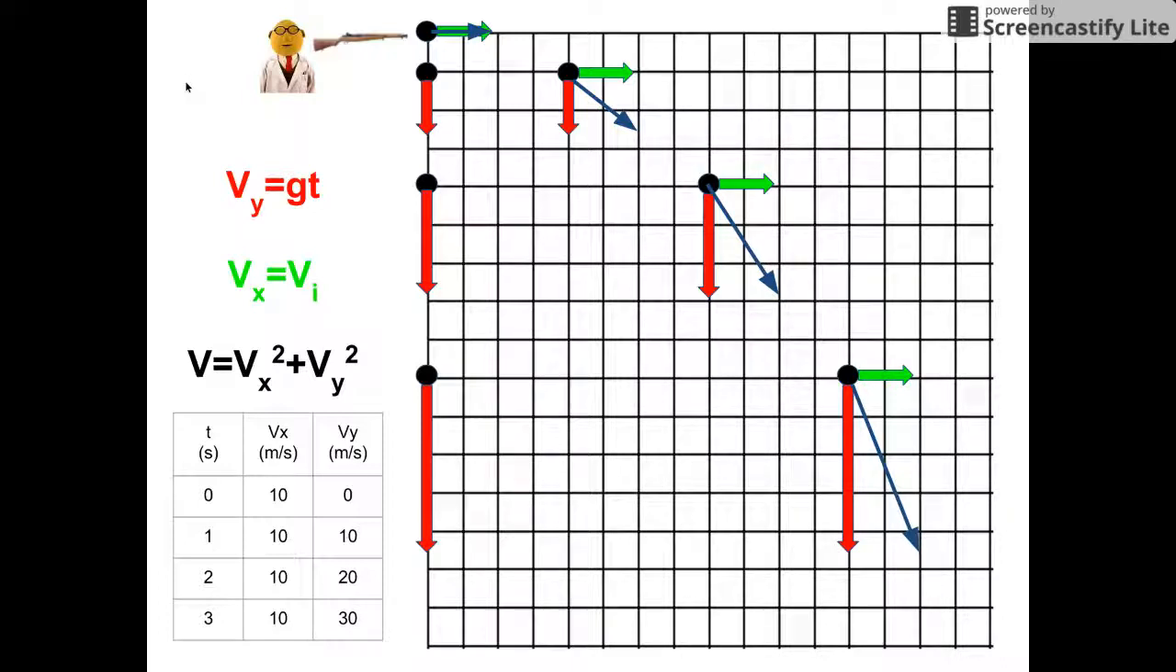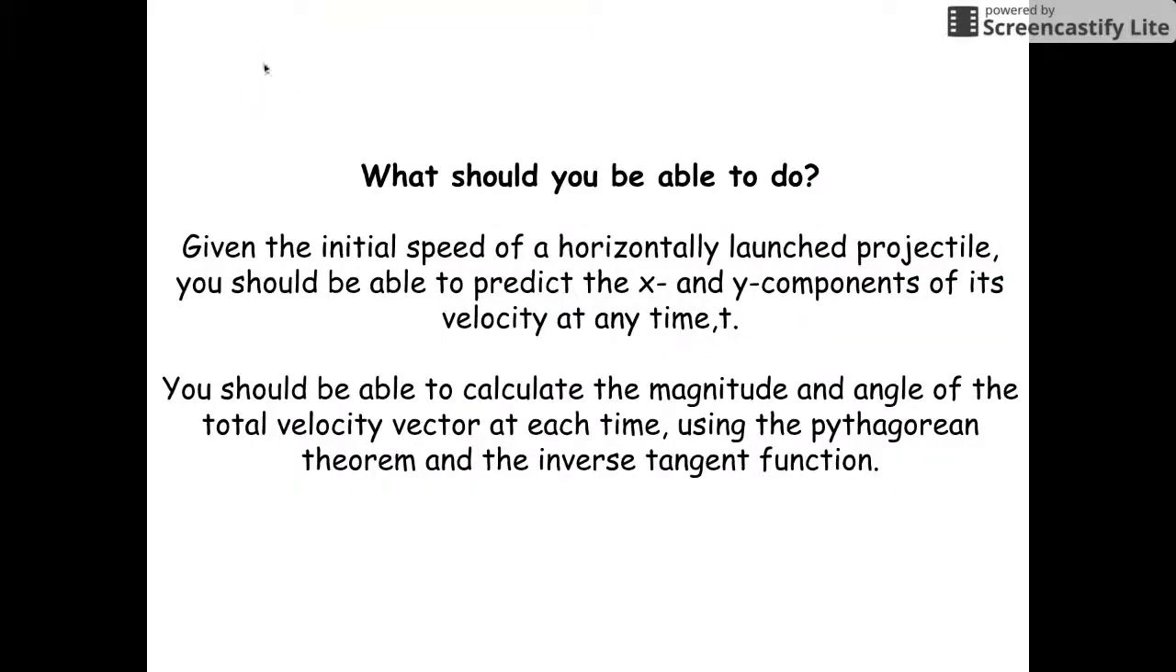I think that is kind of the end of our lesson here. So what should you be able to do now? Given the initial speed of a horizontally launched projectile, you should be able to predict its x and y components at any time t. That's kind of what we just did in the last slide. You should also be able to calculate the magnitude and the angle of the total velocity vector at each time using the Pythagorean Theorem and the inverse tangent function. And that goes back to lesson number 2 from today.